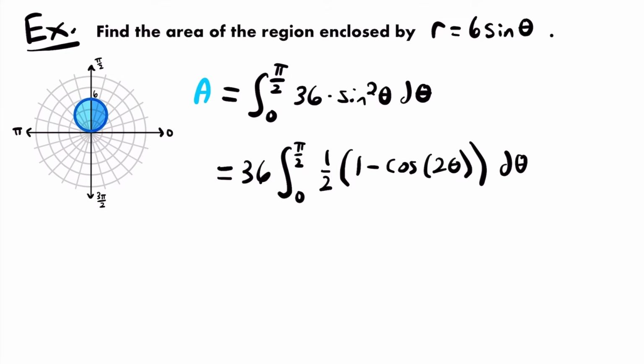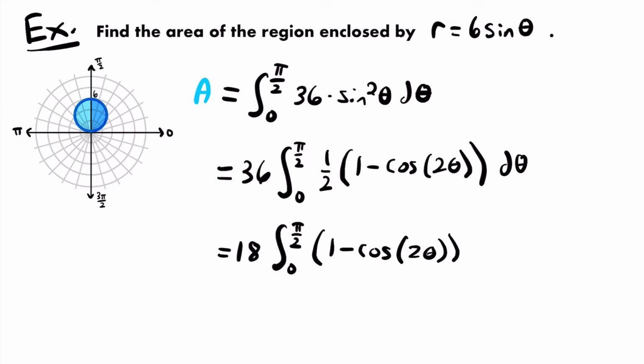First thing I'm going to do is pull this 1/2 to the outside. 36 times 1/2 is 18. So this is equal to 18 times the integral from 0 to pi divided by 2 of 1 minus cosine of 2 theta d theta. All right, and now what I'm going to do is split up this definite integral into two parts. We'll integrate each of these terms individually. So we'll integrate 1, and then we'll integrate cosine of 2 theta. So we'll write it like this.